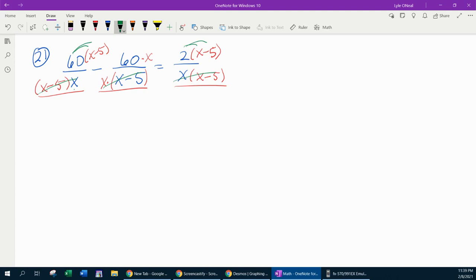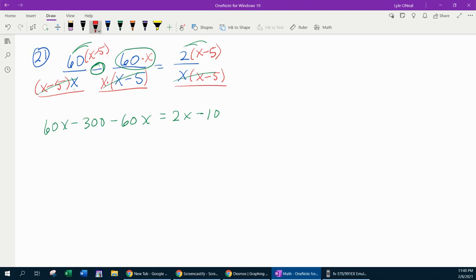Okay, so here we go. 60 times x, that's going to give me 60x minus 60 times 5, that's 300, minus 60x equals 2x minus 10. Doing the distributive property at the back. And now I've got a new equation that I can solve for x.